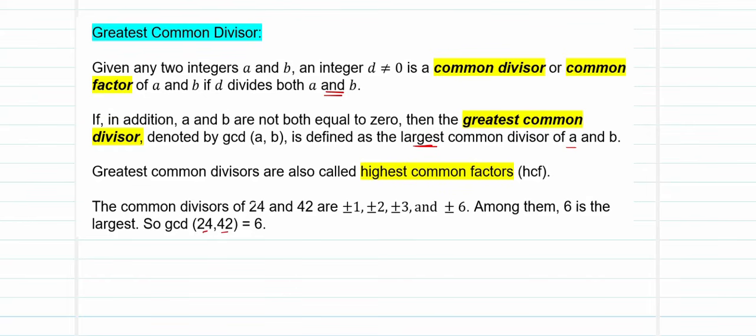The numbers that divide both 24 and 42, you need to keep in mind, are plus or minus 1, plus or minus 2, plus or minus 3 and plus or minus 6. Out of these divisors, 1 is a divisor, 2 is a divisor, 3 is a divisor, 6 is a divisor. And among them, 6 is the largest of all the quantities. So what do we call this 6? This 6 is referred to as the GCD of 24 and 42.